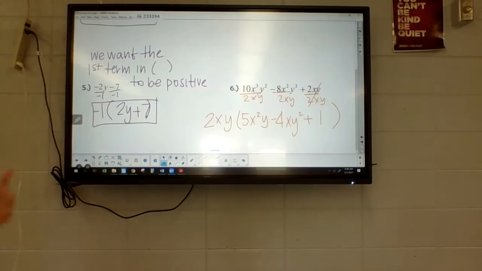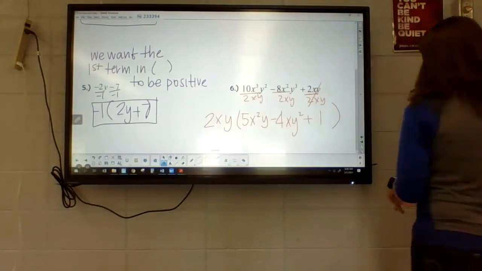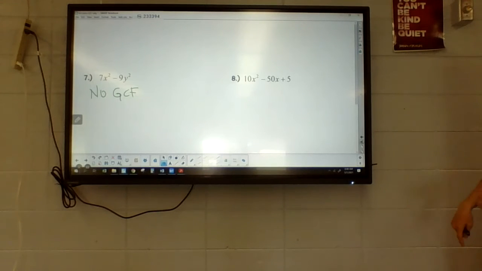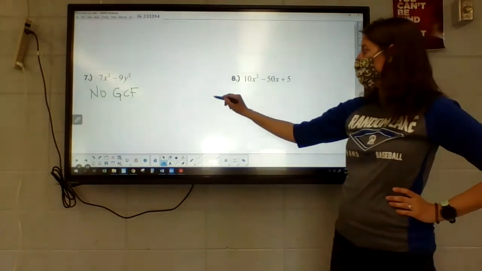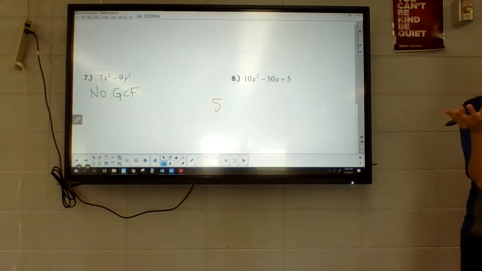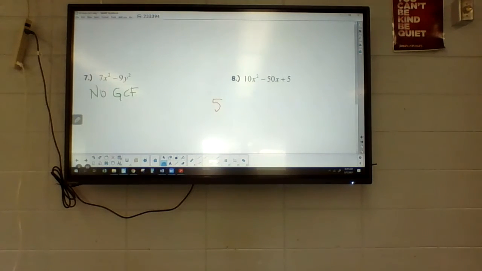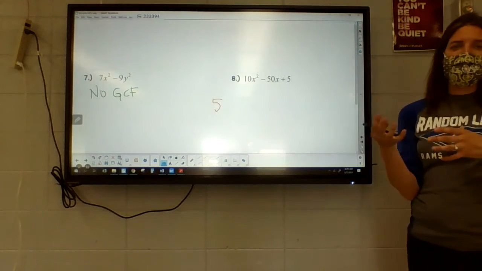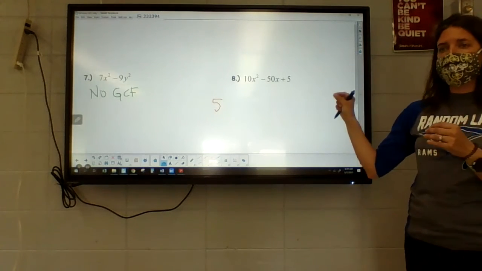Okay? I think we just have one more, right? Okay, all right, this last one here. What's common among the numbers? 5. Are there any variables common? No, and that's okay. They don't always have a variable that's going to be common. So don't think you have to pull something out, because it's not possible to take that 5.